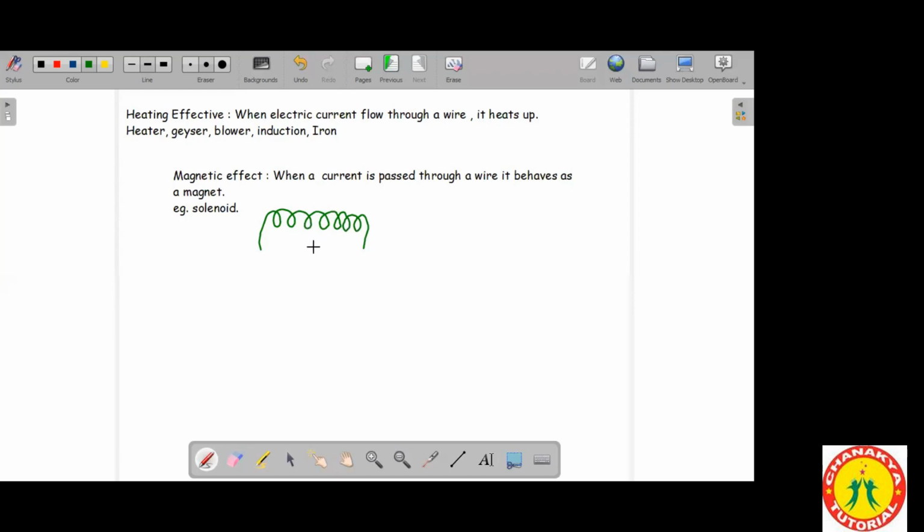To increase the magnetic effect, we can wind the solenoid on an iron piece. We can wind this on an iron piece, so the iron piece will also become magnetized. If the solenoid is wound on an iron piece, it will look something like this.